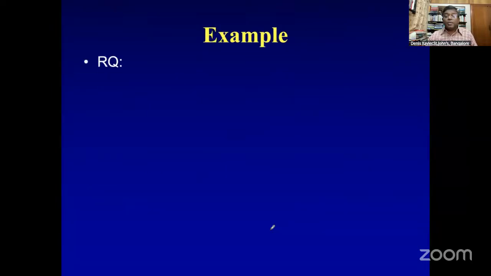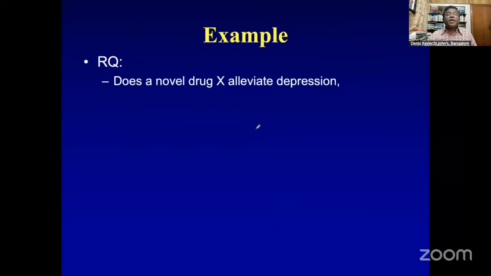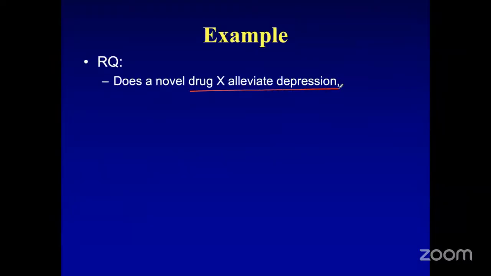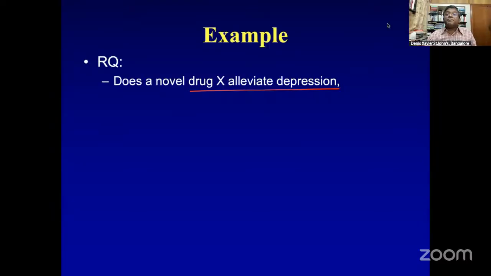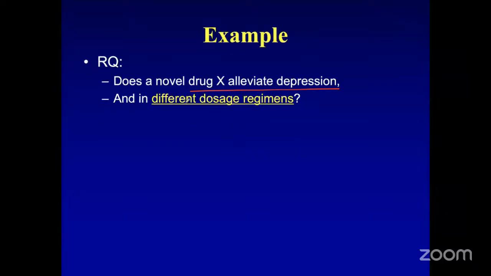Let's take an example now. It's always good to look at a clinical example and take it from there. Okay, now I got a new drug for depression. After rheumatoid arthritis, peptic ulcer and renal cells, we'll go to depression, with different dosage regimens.